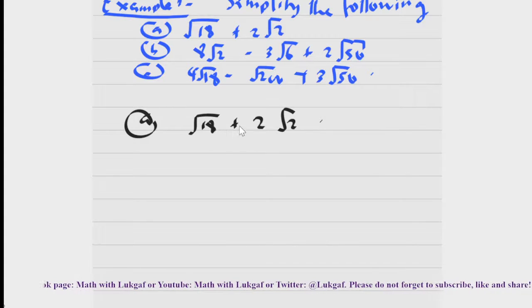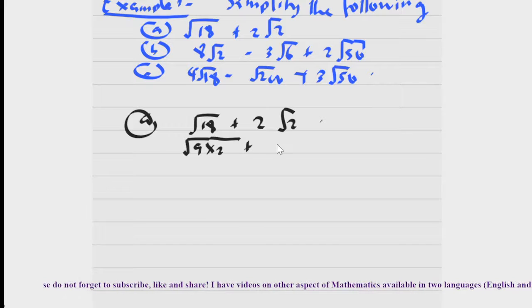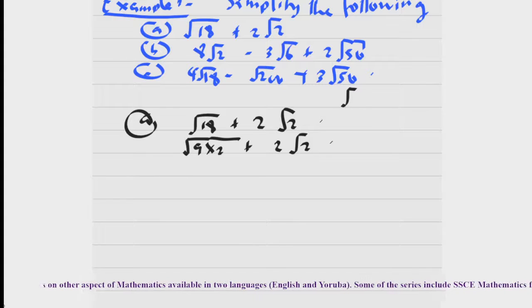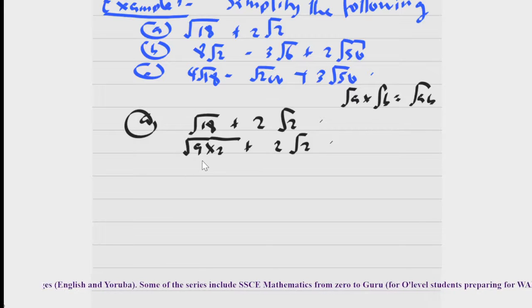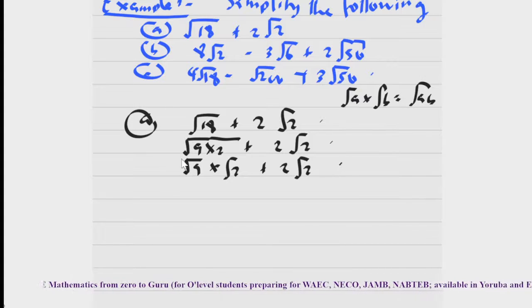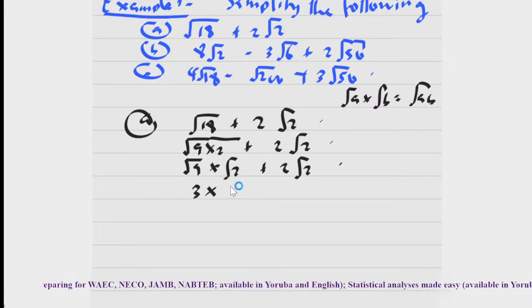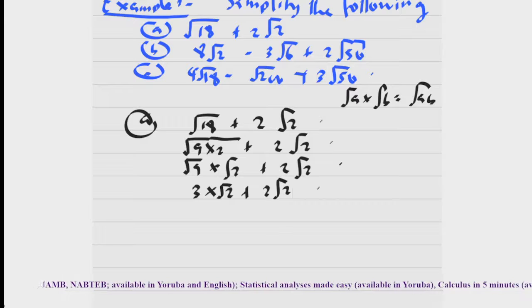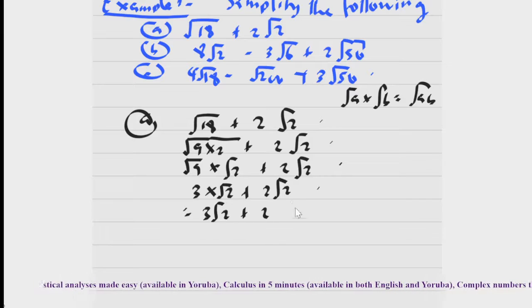Root 18 plus 2 root 2, I can simplify this further. This is going to give me root 9 multiplied by 2, then plus 2 root 2. You understand now? Then you can split this. Recall that when you have root A times root B, it's also the same thing as root AB. In essence, you can split this as root 9 multiplied by root 2 plus 2 root 2. So what is root 9? That is 3 multiplied by root 2 plus 2 multiplied by root 2. So then I'm going to have 3 root 2 plus 2 root 2.